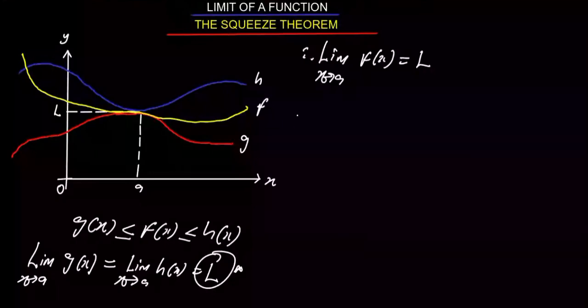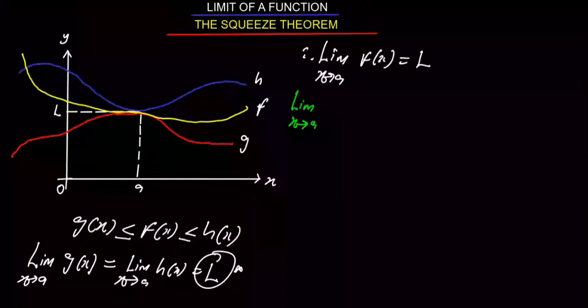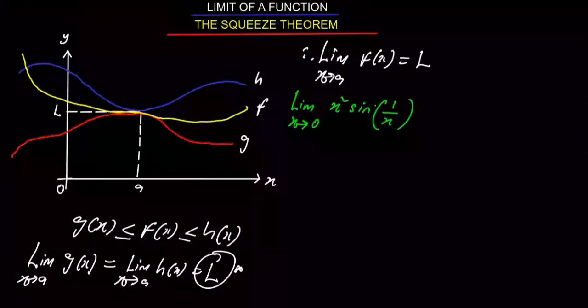If I have, for example, the limit as x tends to 0 of x squared sine 1 over x. Now, pay attention to something. Did you know that in trigonometry, sine and cosine have a minimum value of -1 and a maximum value of 1? It means that I can rewrite this as -1 less than or equal to sine 1 over x less than or equal to 1.